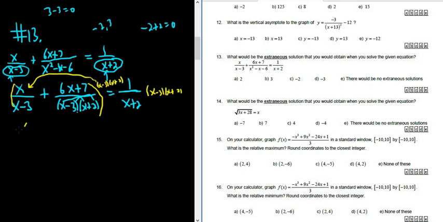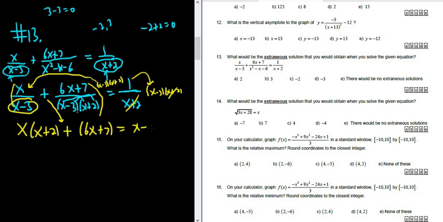So this is going to be x, and the x minus 3 cancels, so we're left with x plus 2. This x minus 3 will cancel with the other one. Plus, then we have parentheses 6x plus 7. They both cancel. And over here, the x plus 2 cancels, so we're left with 1 times x minus 3. All right, distribute. X times x is x squared, and then x times 2 is 2x. Plus 6x plus 7, and that's equal to x minus 3.